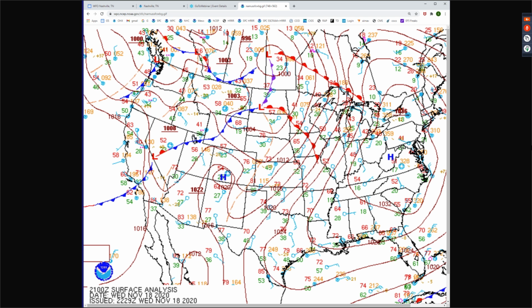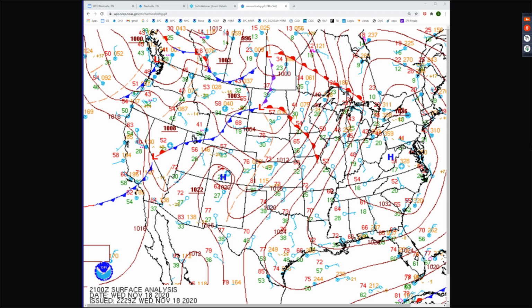Okay. So this is the surface analysis from 4 o'clock this afternoon. Excuse me, 3 o'clock this afternoon. Forgot about the time change. All right, first things first, you've got to be able to read a map. So we know we're looking at the map of the United States here.